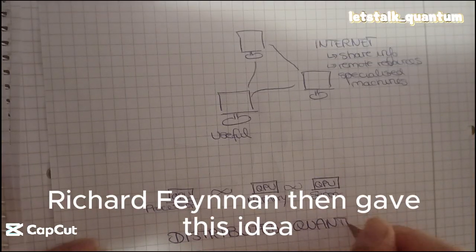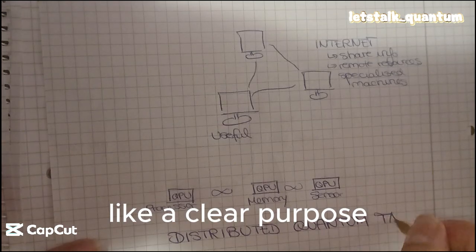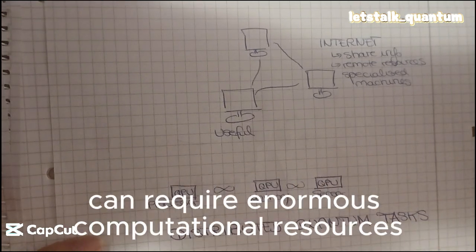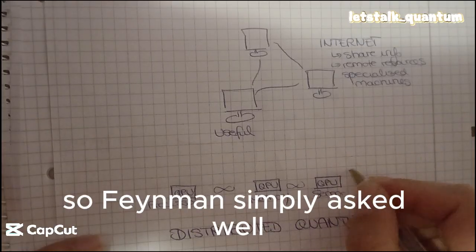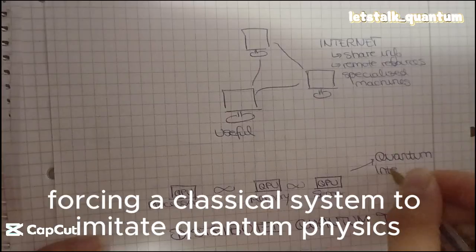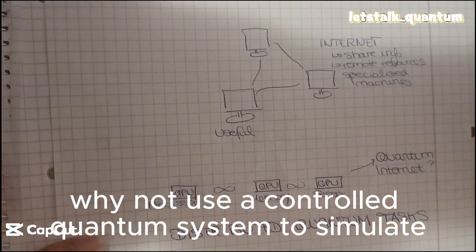Richard Feynman then gave this idea a clear purpose. Simulating a quantum system on a classical computer can require enormous computational resources, so Feynman simply asked, well, instead of forcing a classical system to imitate quantum physics, why not use a controlled quantum system to simulate another?